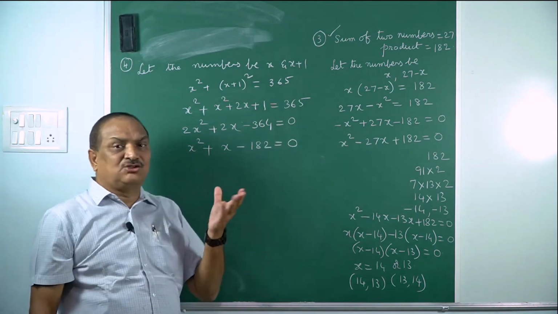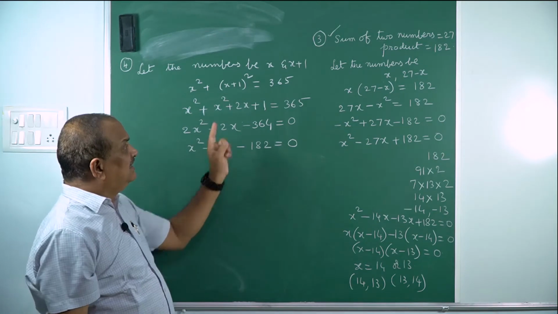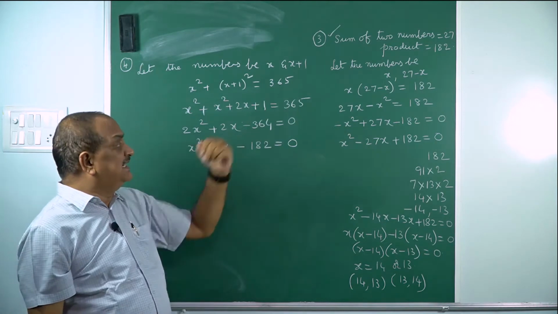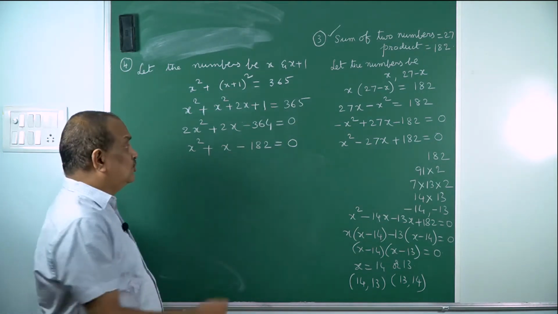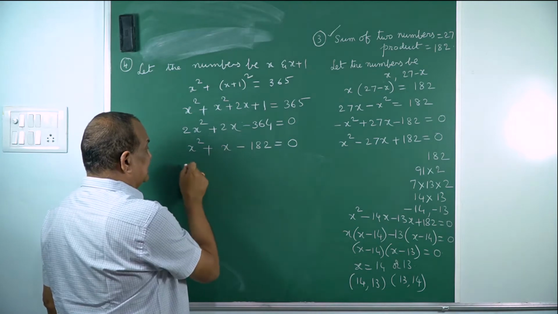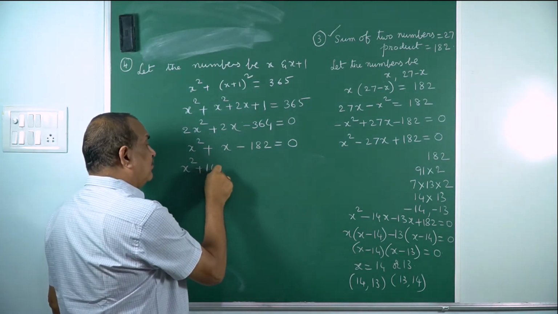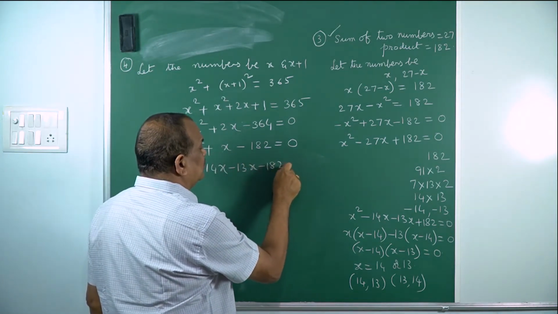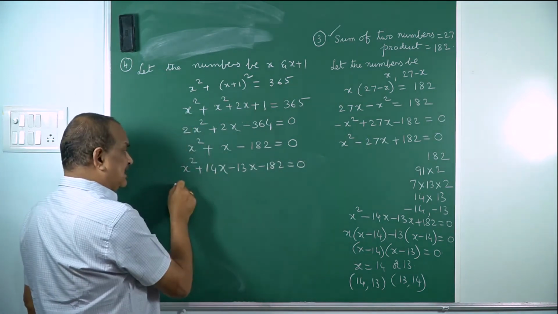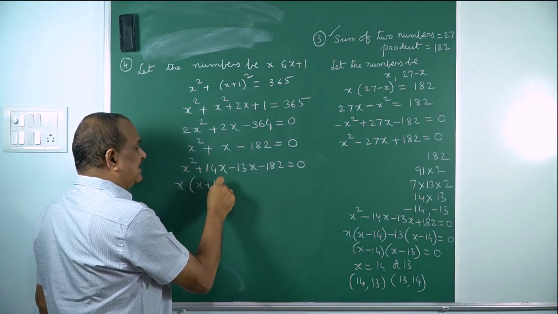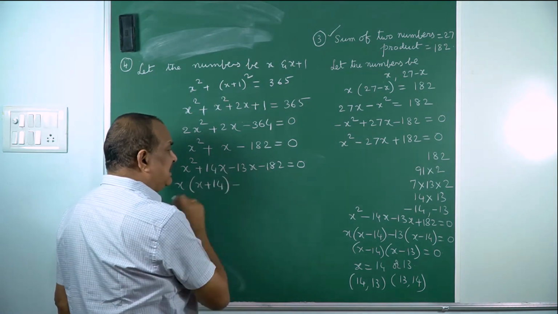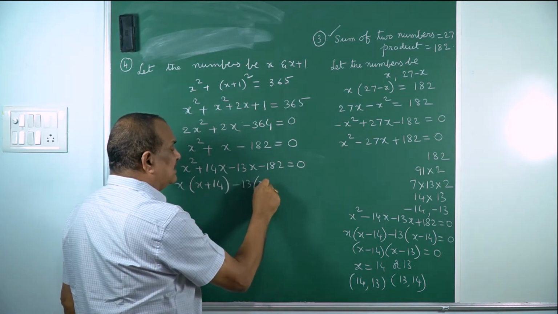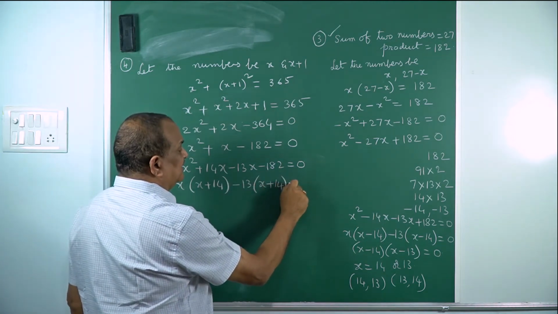And now my question is to factorize this. In the previous problem, we learnt something interesting: 14 times 13 is 182. The same 182 you have here. So I can write in place of x, because I know 14 and 13, 14x minus 13x minus 182 equals 0. I take out x as a common factor, x plus 14. In these two, minus can be taken out, and 13 ones and 13 14s, so 13 can be taken out as a common factor. This is what you are left with.